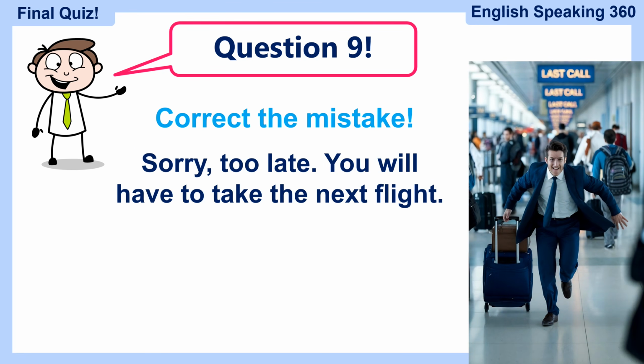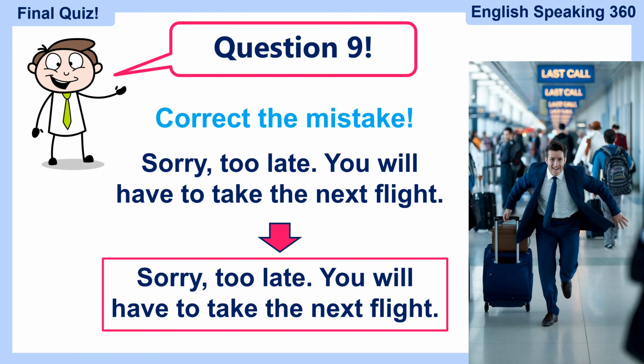Question 9. Sorry, too late. You will have to take the next flight. So the man was running to catch his flight, and when he got to the gate was closed. So they said, sorry, too late, you will have to take the next flight. Can you correct it? In this case, there is nothing to correct. It was a correct sentence.